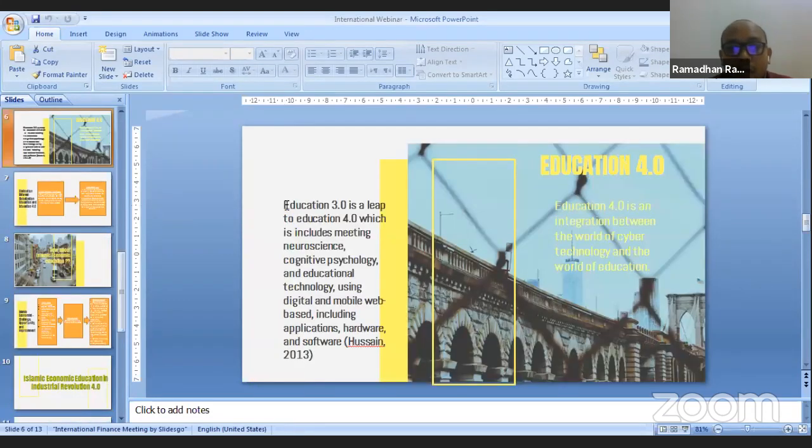So education 4.0 is a general term used by educational theorists to describe various ways to integrate cyber technology, both physically and not, into learning. It is a leap from education 3.0. Education 3.0 includes neuroscience, cognitive physiology, and educational technology using digital and mobile, web-based tools, including applications, hardware, and software. So education 4.0 is a phenomenon that arises as a response to the needs of the industrial revolution 4.0, where humans and machines are harmonized to obtain solutions, solve various problems faced, and find various possibilities for innovation that can be utilized to improve the life of modern humans.